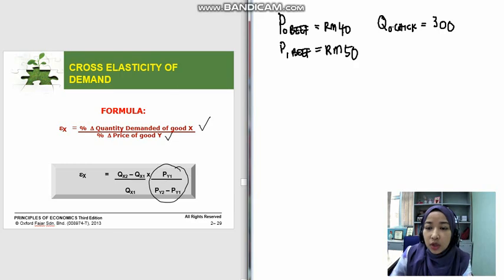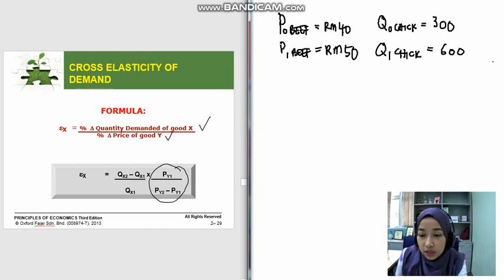So what will happen to the demand for beef? First we look at the demand for beef. Using the law of demand, if the price of a certain product increases, the demand for that product will decrease. So if the price of beef increases, people will purchase less beef. They will shift to another option which is maybe cheaper, which is chicken. If they buy less beef, they can buy more chicken. So what will happen to chicken as the substitute product for beef? The demand for chicken will increase, let's say from 300 to 600 kgs, for example.